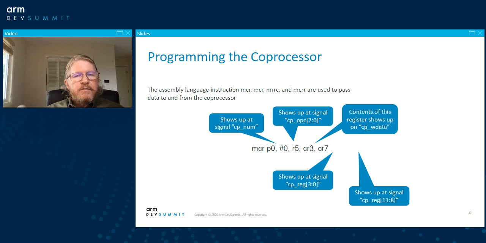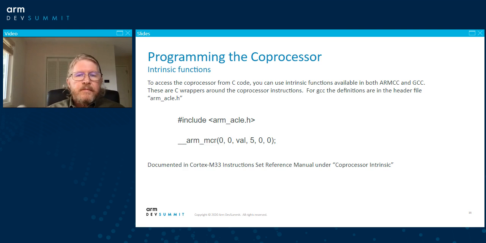CR3 and CR7, the 3 and 7 will be encoded into the CP reg signal. So the first field will end up in bits 3 down to 0, identifying one of the 16 registers in the coprocessor to be written by the low order data in W data. And then the second field, the 7, gets encoded into bits 11 down to 8 of CP reg, and that identifies where the high 32 bits in the CPW data is going to be sent to.